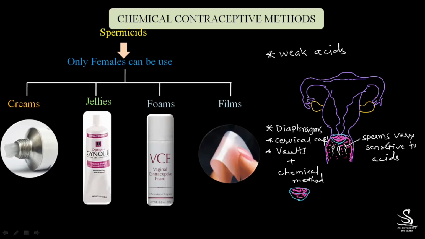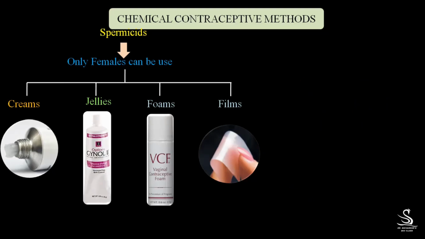But you should remember that even these have failure rates. They may not give you 100% assurance that conception will not occur. There may be chances, students. There may be chances of conception even by using these chemical methods. I hope now you understood regarding the chemicals.